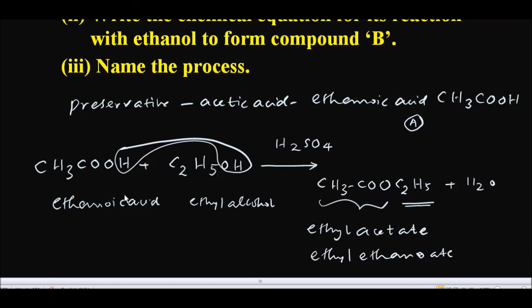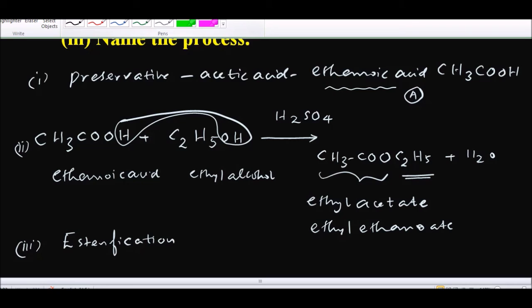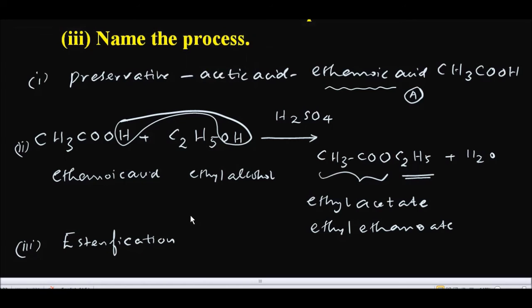Ester is formed. The first part, the compound is identified as ethanoic acid. The second part, its reaction with ethanol is given. And the third part, you should find the name of this process. The process is ester formation. It is simply called an esterification reaction. This is the compound which has a pleasant smell: CH3COOC2H5, the ester.